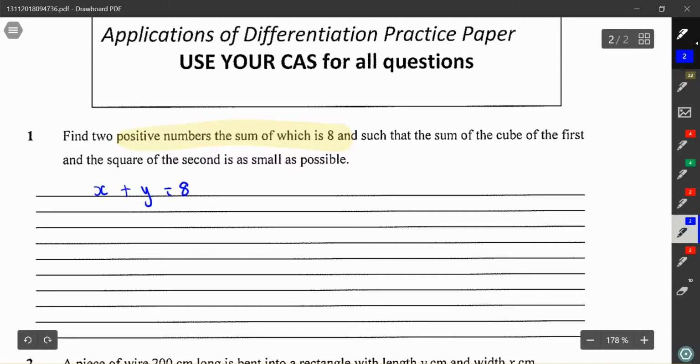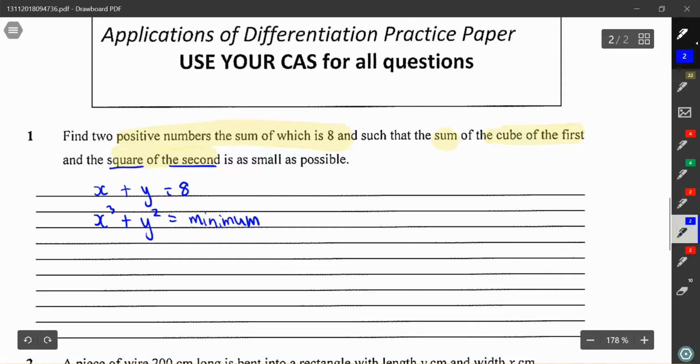Then the next part, it says, and such that the sum, so again, another addition, of the cube of the first and the square of the second. Okay, so if I write that expression down, they said the cube of the first, so if the first was x, then I cube it. Sum means add with the second that is squared. It says square of the second, so the second one is squared. And the problem is it didn't tell me what it equals to. It says to equal a minimum.